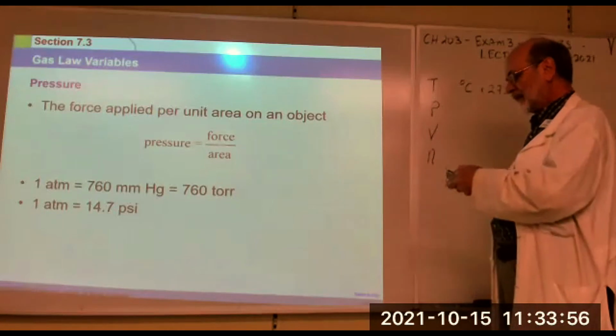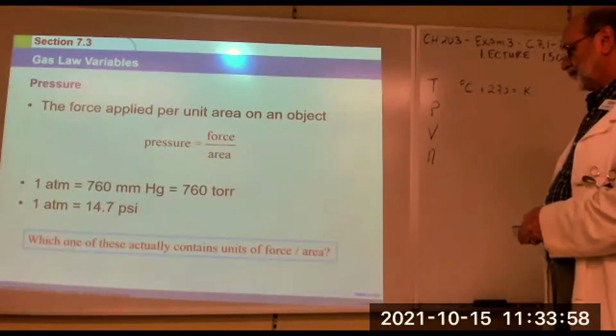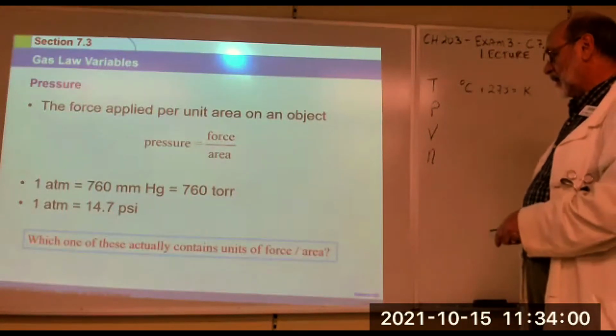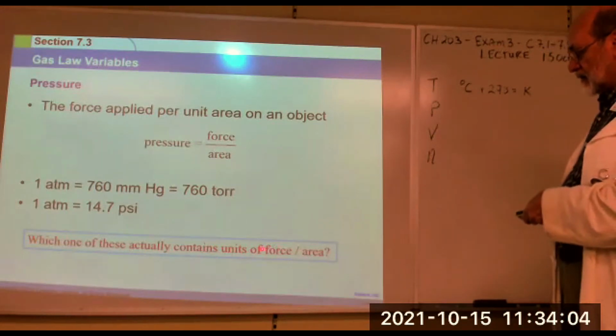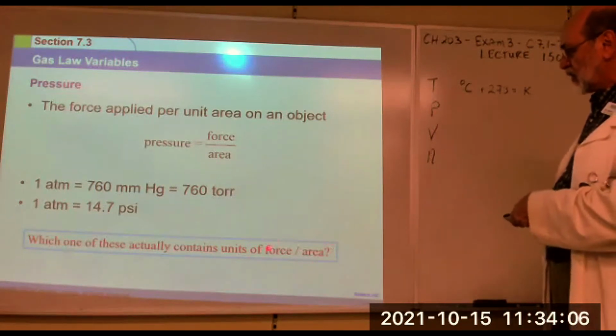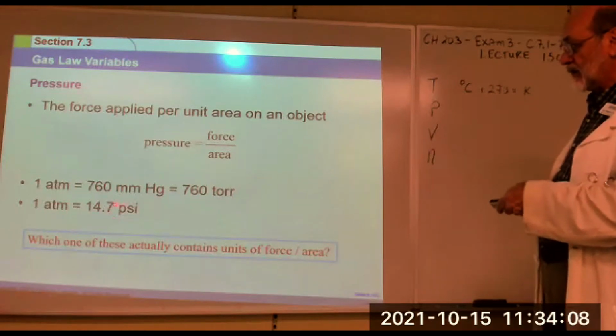Well, the only one that actually contains these units of force per unit area is pounds per square inch.